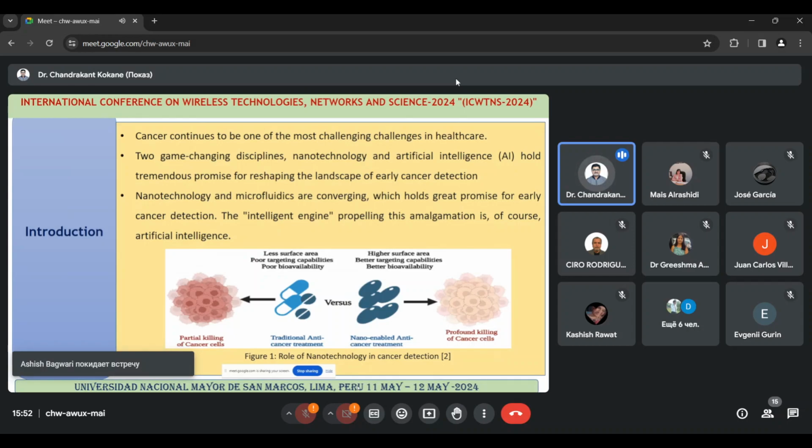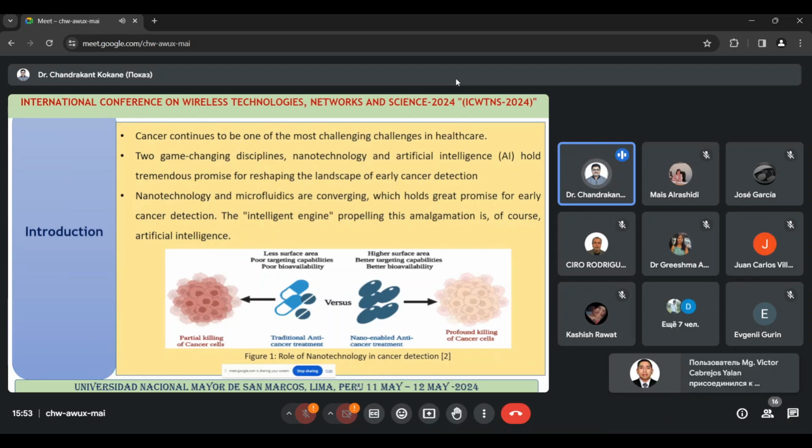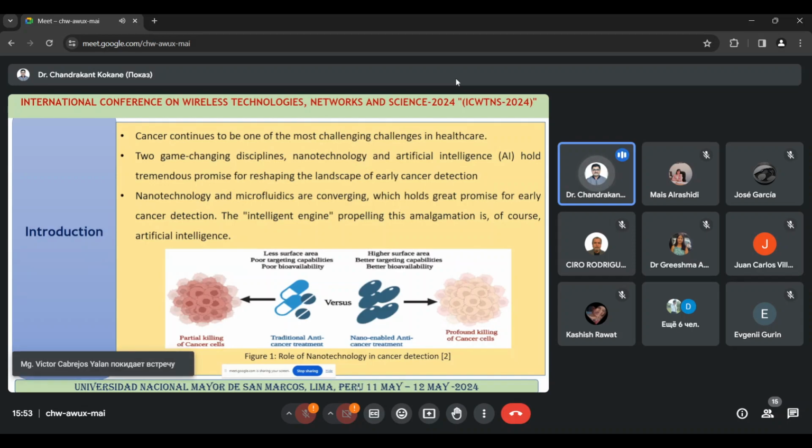So here are the two game-changing technologies we have: the combination of nanotechnology and artificial intelligence to detect cancers with the help of images, with the help of whatever information is associated with the image and the users. Then nanotechnology and microfluidics are converging, which holds great promise, as we know that microfluidic systems and platforms enable us to analyze and detect cancers. So biomarkers are detected with the help of microfluidic systems.